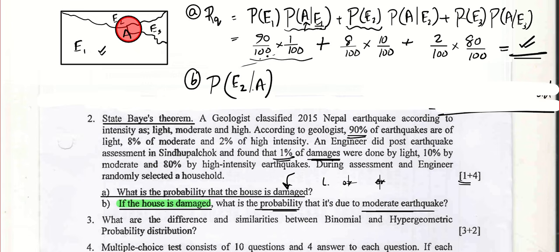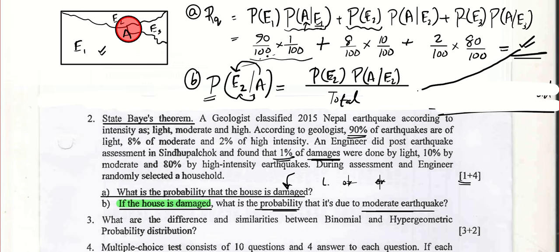So look at this, the house is already damaged. Now we just want to know the probability that the reason behind it is a moderate earthquake. So Bayes theorem is very simple. There is a numerator and the denominator. The numerator will be probability of E2 and then probability of A given E2, just flip the positions. And the denominator is total probability.